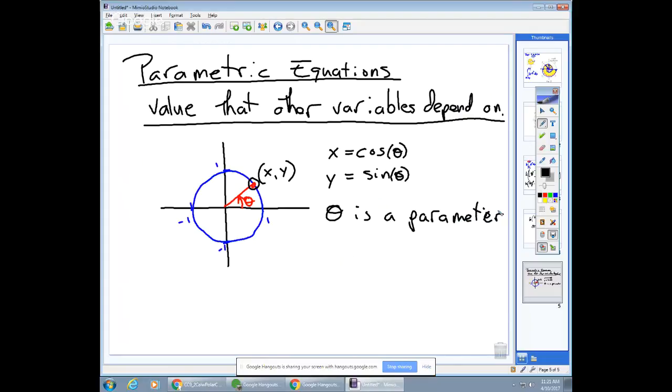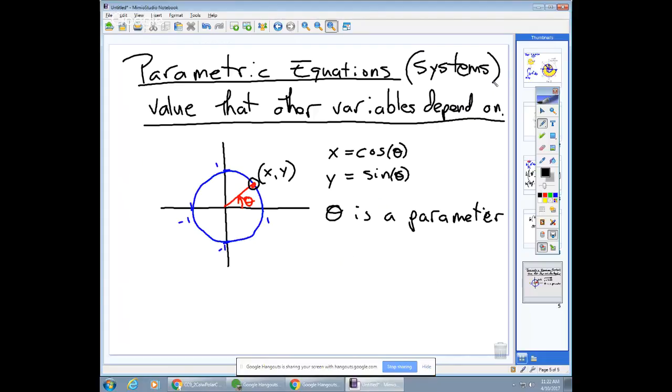And when we make equations from parameters, we get what are called parametric equations, equations that are based on some other variable. That variable could be an angle, it could be time, it could be something else. So what we're going to play with now, parametric equations, means we're going to have systems of equations. And those systems are going to be x and y values that are based on some other value.